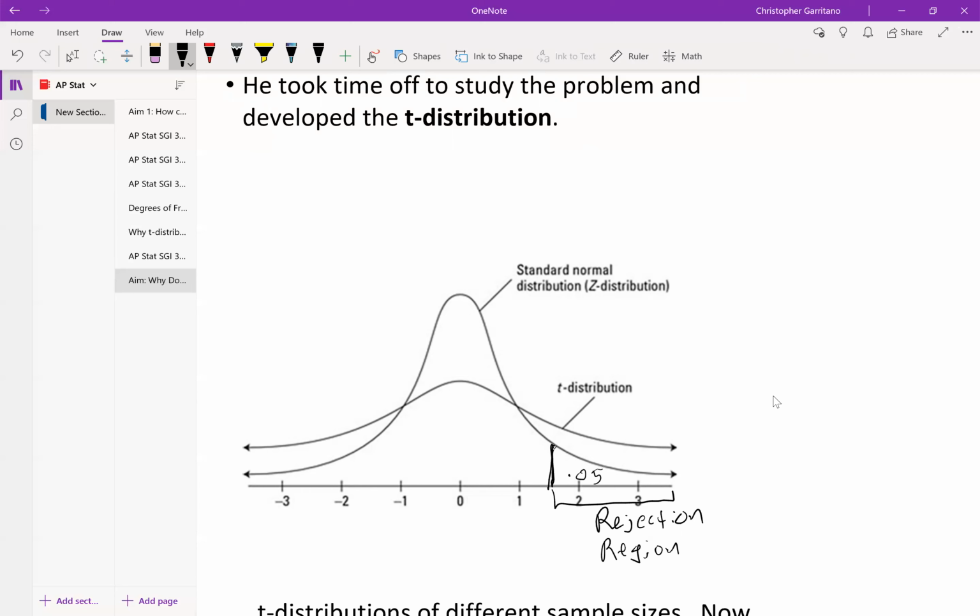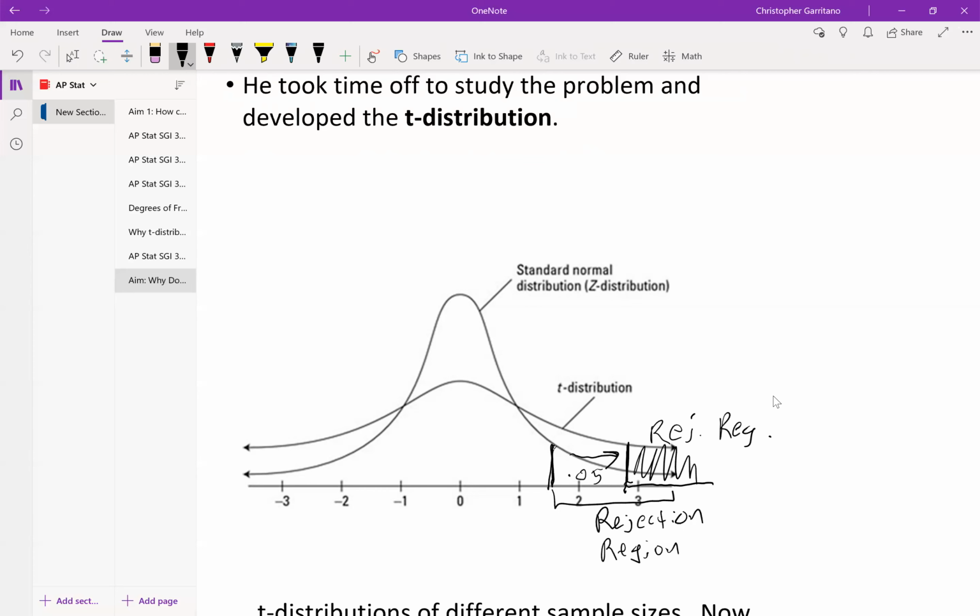Okay, welcome back. Well, if alpha is still 0.05, then since there are larger tails, there's a lot more area in those tails, and our rejection region actually gets moved over to the right, so farther away from the center. So this area over here would be the rejection region for this same problem if we're using a t-distribution.